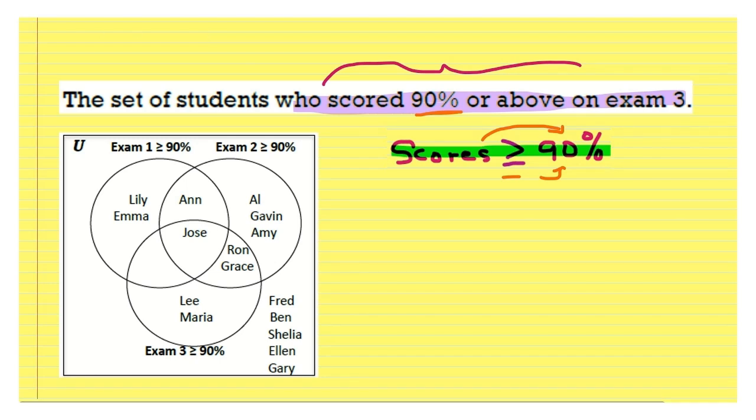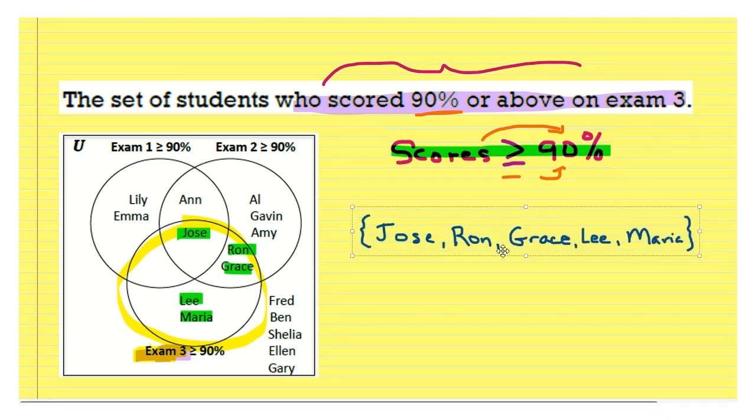Okay, so let's look over here at exam three. So exam three is down here. Let's use a different color. There we go, exam three. So that means we're going to look at all the students in the circle for exam three. So we have the students Jose, Ron, Grace, Lee, and Maria. So that is going to be the list of students that will appear in our roster.